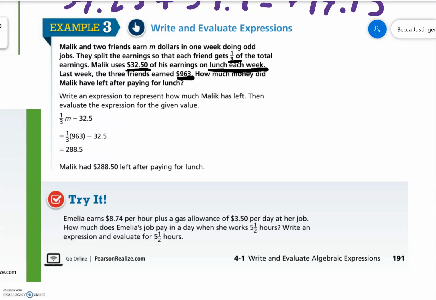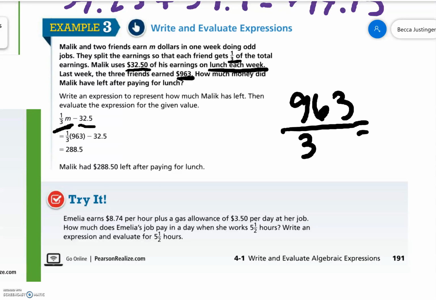So here we have our 1/3 of the total. So M's going to be the total. We're going to subtract 32.50. Plug in 963. You could have also just thought this through. I knew there was $963. We divide that by 3 because there's 3 friends. And then from that answer, you subtract his money for lunch.